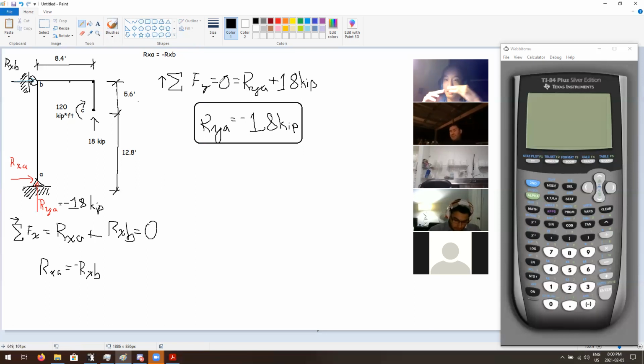All right. We still have two unknowns, RXA and RXB. What's another summation thing we can do? We can do summation of the moments. Beautiful. Assuming counterclockwise is going to be positive. Where do we take the moments at? Should we take it at A, B, or C? I would say C. B.